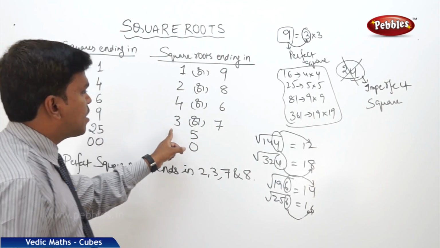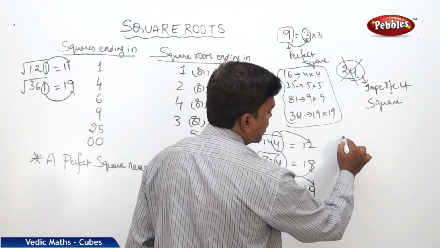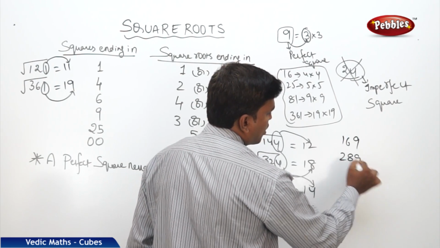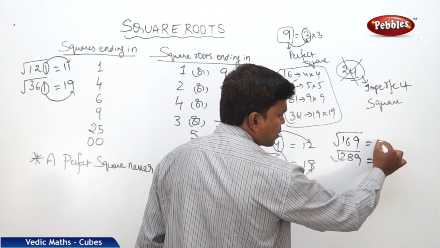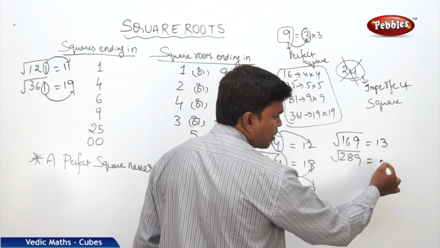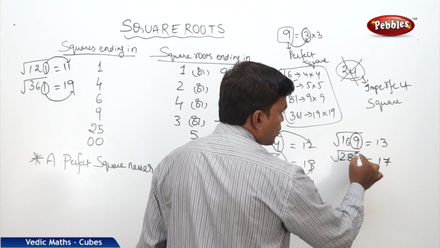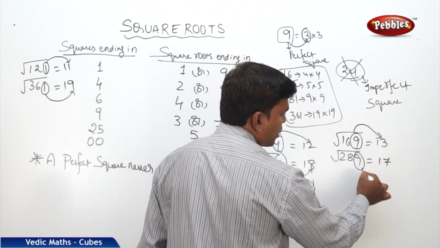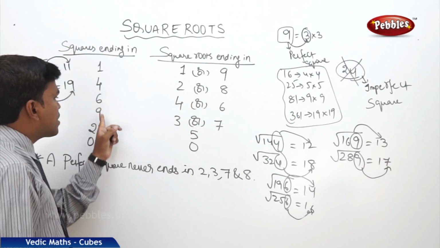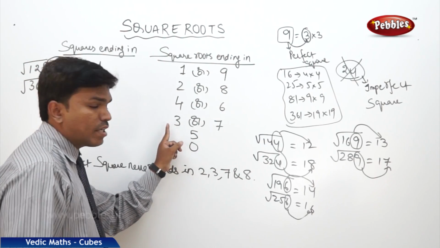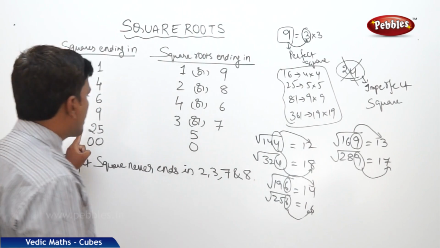Similarly, 9 means 3 or 7. Example, let us take 169 and 289. Both are perfect square numbers. And what is the square root of 169? 13. What is the square root of 289? 17. So both are ending in 9 only, but the square roots end in either 3 or 7. Like this, if a square number is ending in 9, the square root should end in either 3 or 7, like this.